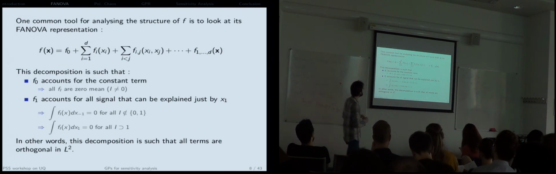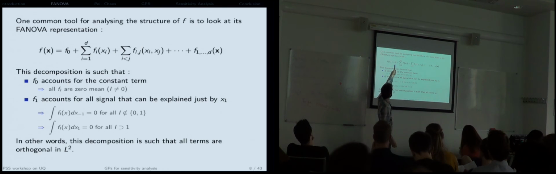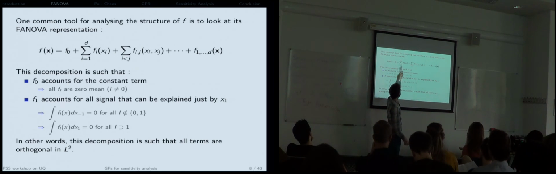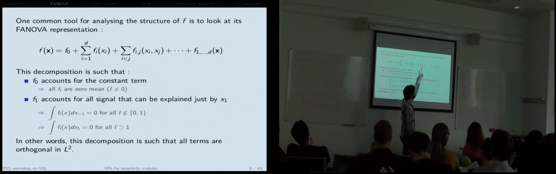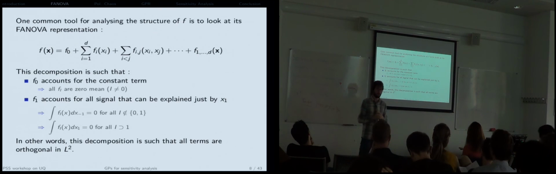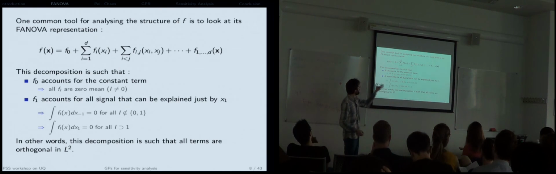So the idea is to write our function as a constant plus some functions that change in only one direction, plus some functions of one variable, plus some functions of two variables, and so on. So we get a decomposition of the function with some increasing interaction term.